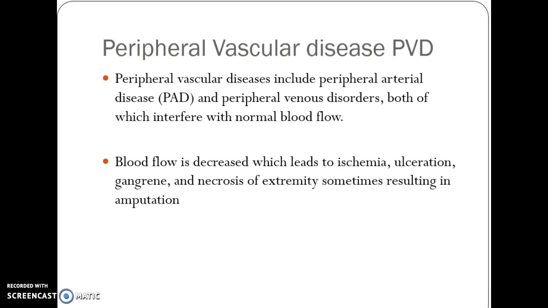Arterial sclerosis is caused by a thickening of the arteries, and it ultimately results in progressive narrowing of the vessel lumen. Plaques may form on the walls, and again, that's arterial sclerosis.